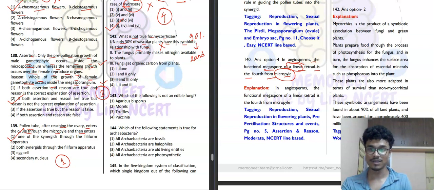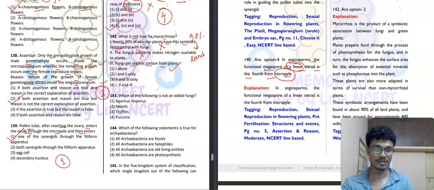Now the next one is the fungus primarily makes the nitrogen available to the plants. So this is also not a correct statement for mycorrhiza. The last one is fungi get organic carbon from plants. It is absolutely correct. These two statements are not correct.